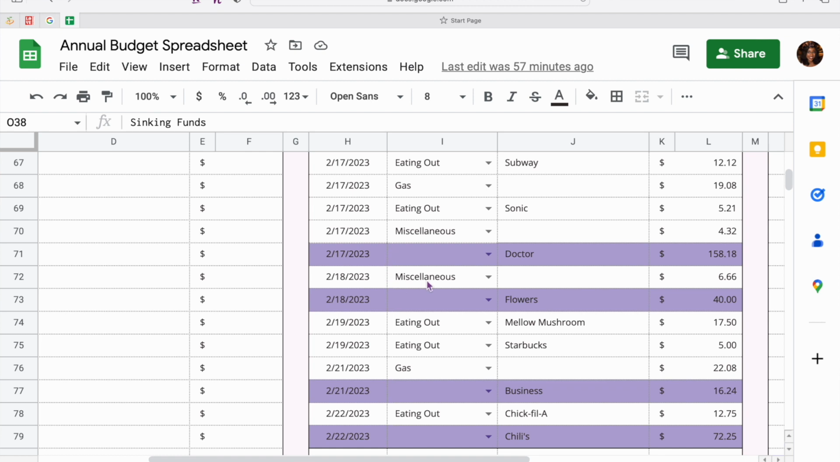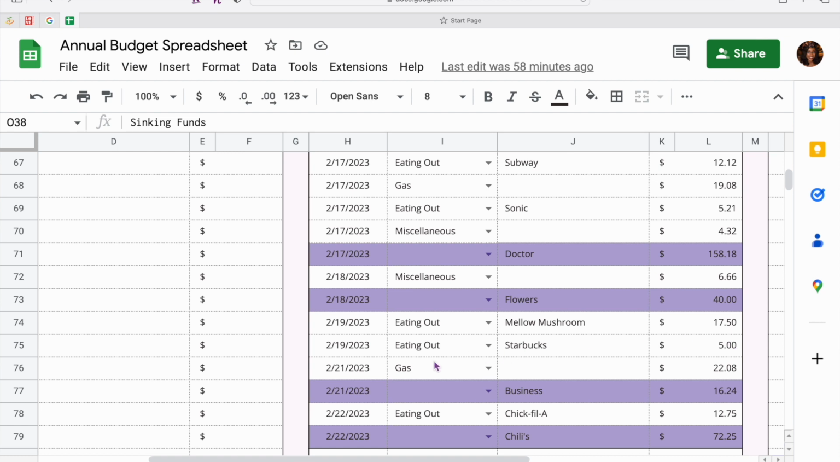On the 18th, I bought more miscellaneous items for $6.66. I bought some flowers for my great aunt's funeral. That was $40. And then on the 19th, I ate out at Mellow Mushroom for $17.50. I got Starbucks for $5. And I'm so mad at myself because I left my Starbucks gift card at home. I got my Starbucks gift card from Crystal over at Budget by the Bag. And I didn't think I was gonna go to Starbucks, but I ended up going and I got one of those, I don't know, it's like a really, really long name. It's like a strawberry, acai, lemonade, something, something, something. So that's what I got, and that was $5.